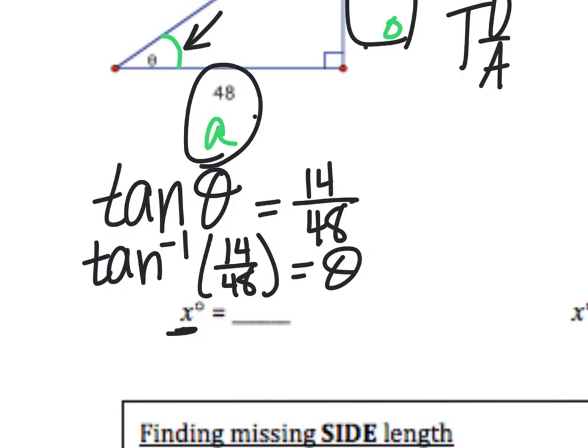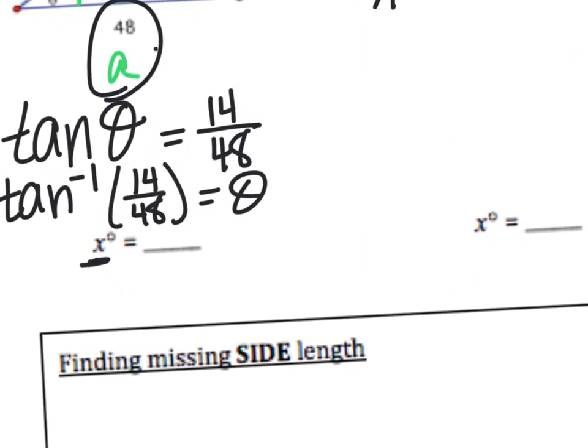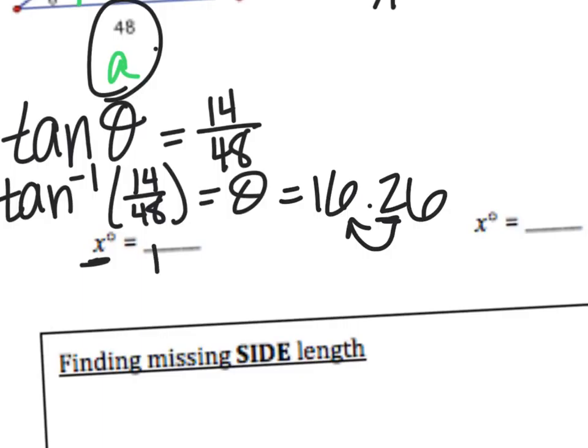I got 16.26. And let's see, round it to the nearest degree. So this equals 16.26. This 2 keeps that 16 where it's at. So it'll just be 16 degrees.